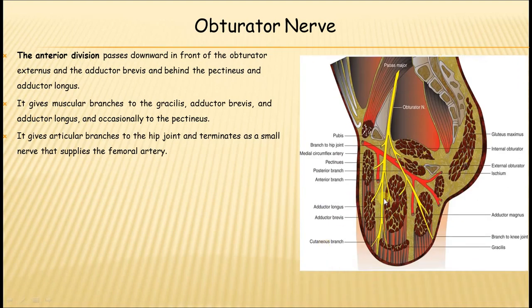So that is the anterior division, present between the adductor brevis posteriorly, and pectineus and adductor longus anteriorly, giving branches to pectineus, adductor longus, adductor brevis and gracilis.